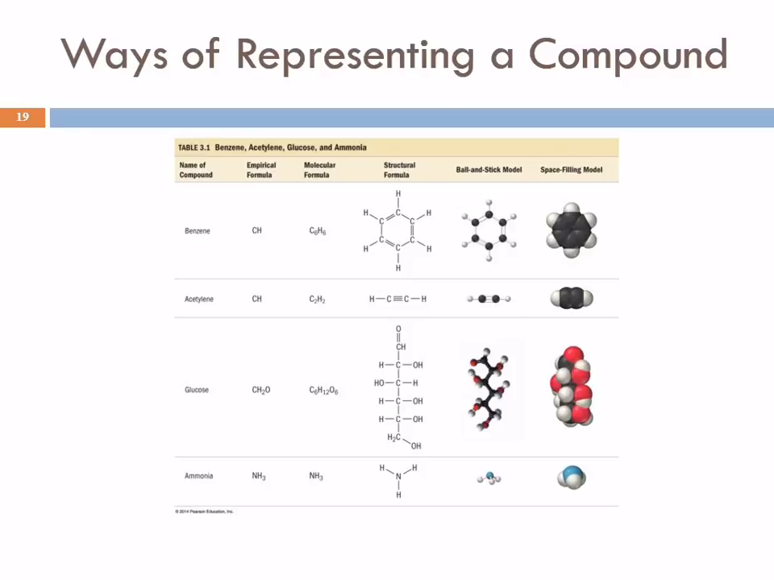Here's another table, just giving some more examples, some different compounds, and then giving you the empirical formula, the molecular formula, structural formula, ball and stick, and space filling. And you can see here with this glucose, if you're just looking at that space filling model from one side, you'd have a hard time figuring out how many carbons, hydrogens, and oxygens are there because you can't see through it. And on this one, it's a little easier to see. Any questions?